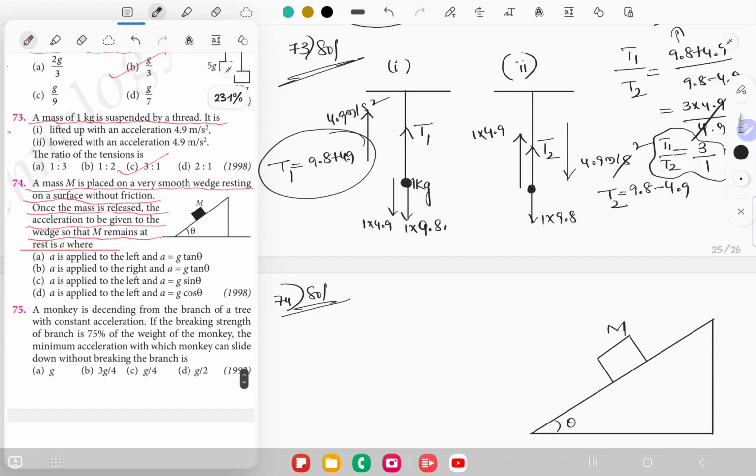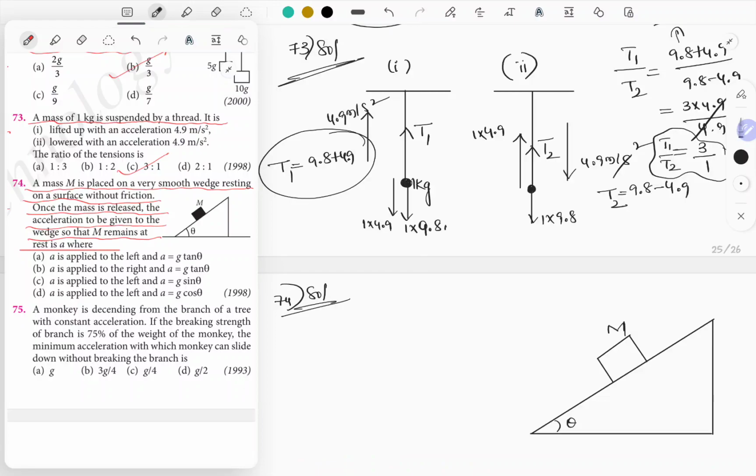Now, this block is released. In which direction should I accelerate this wedge so that the block will be at rest? This is the wedge and this is the block. If I accelerate towards right, then this block will fall down, so I should not accelerate like this. Then in which direction do I have to accelerate this wedge? This wedge must be accelerated towards left with some acceleration a.